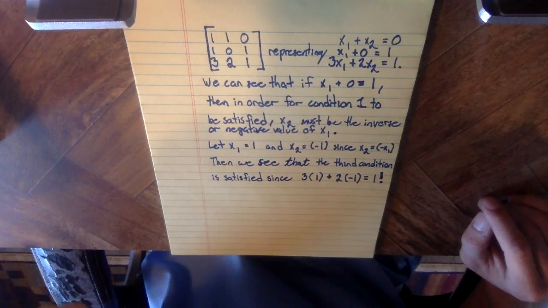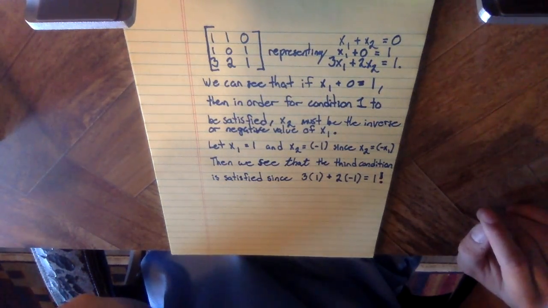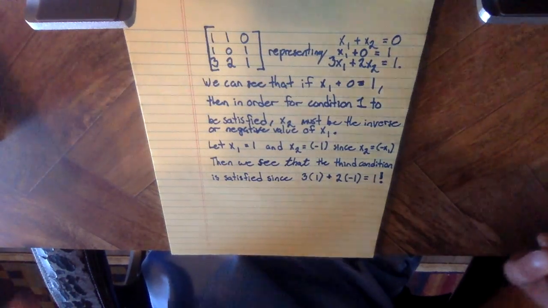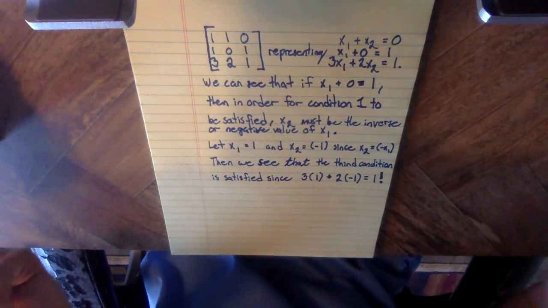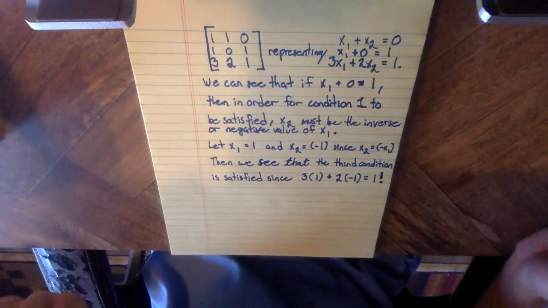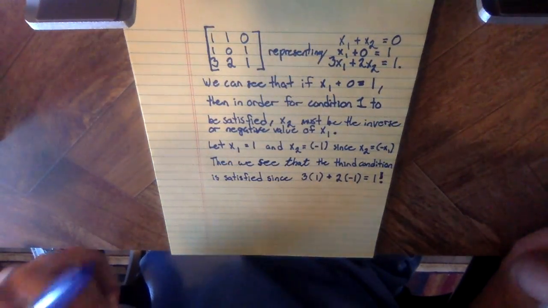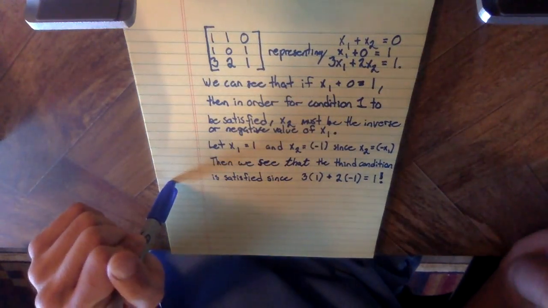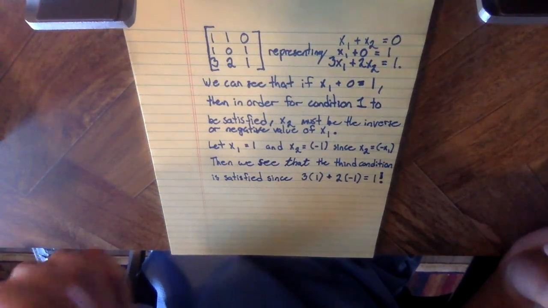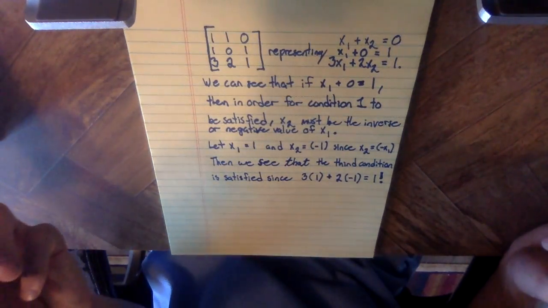For simplicity, we'll set x1 equal to 1, and that means that x2 must equal negative 1 since x2 is the negative value of x1. And that satisfies our first two conditions since 1 plus negative 1 is equal to 0 and 1 plus 0 is equal to 1. We can see that the third condition is then satisfied since 3 times 1 is 3, adding that to negative 2, which is the result of 2 times negative 1, is equal to 1.